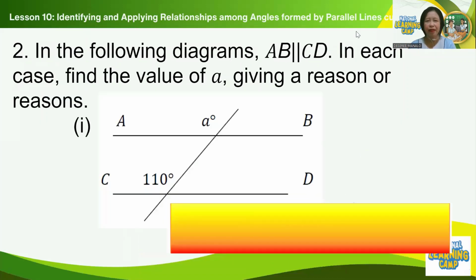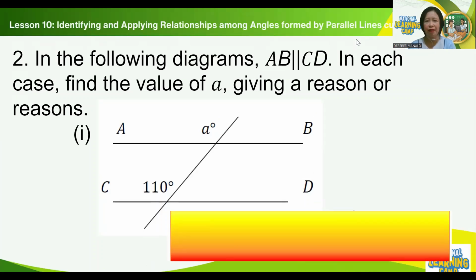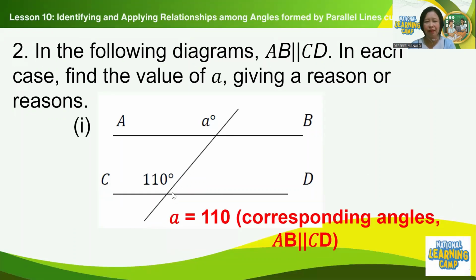2. In the following diagrams, AB is parallel to CD. In each case, find the value of A, giving reason or reasons. So the value of A is 110. Why 110? Because corresponding angles are equal.